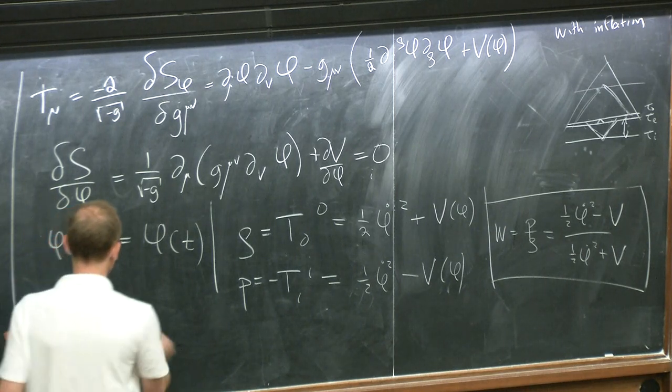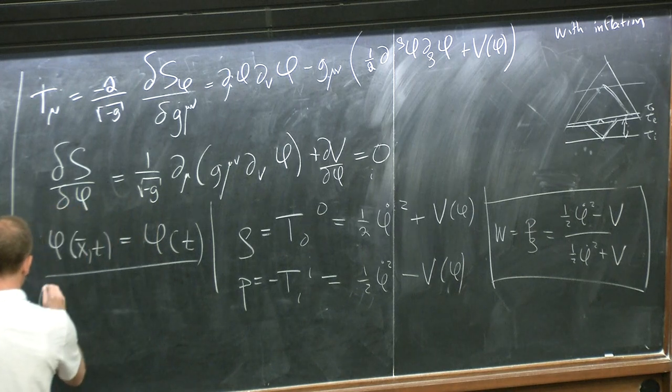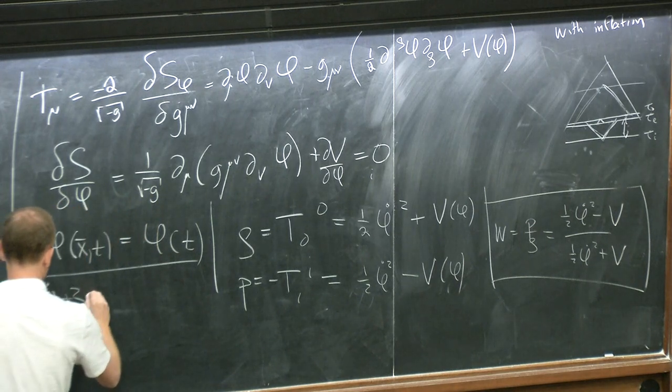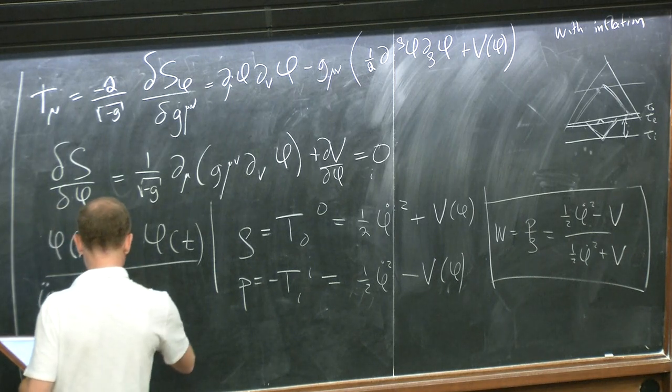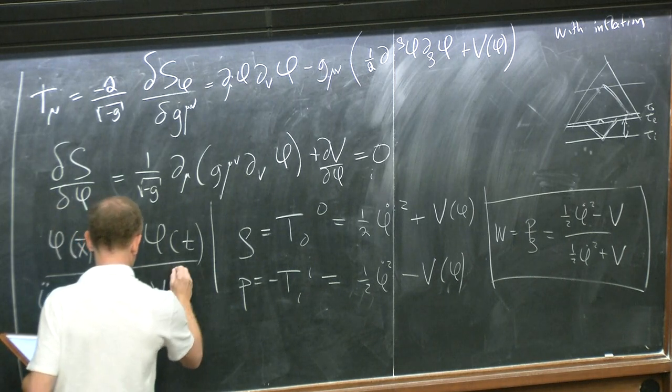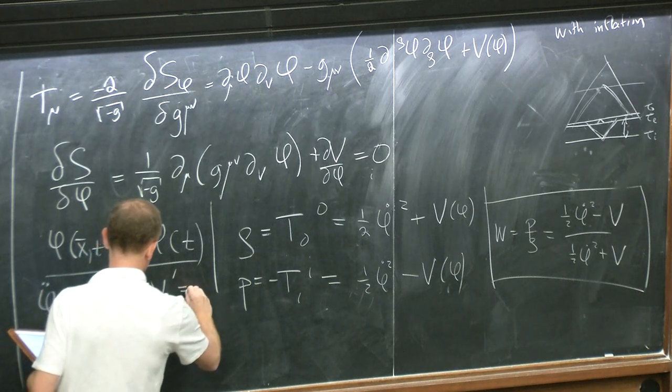And the equation of motion becomes just phi double dot plus 3H phi dot plus V prime equals 0, where V prime means dV by d phi.